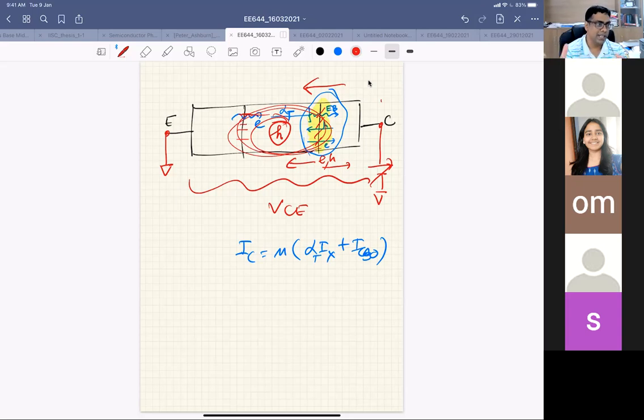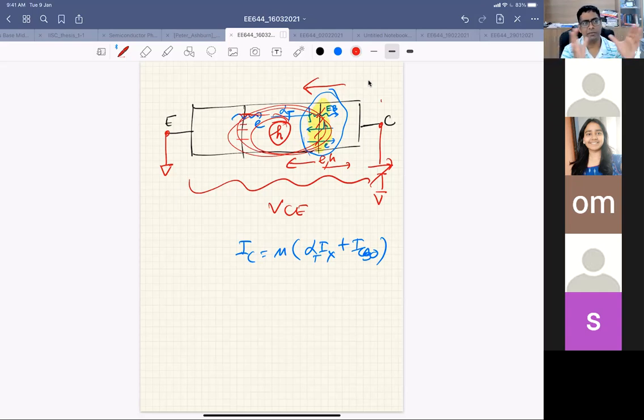So if your beta of the device is very poor, what do you mean by beta of a bipolar junction transistor? Beta relates to the base part of your BJT, how well you design your base. If your base is very good, your beta will be very high. If your base is not properly designed, your beta will be low. Beta depends on the base width and the number of defects, the recombination in the base region. This is IC by IB. IB depends on base width and recombination, right?